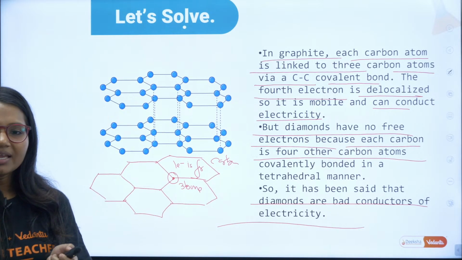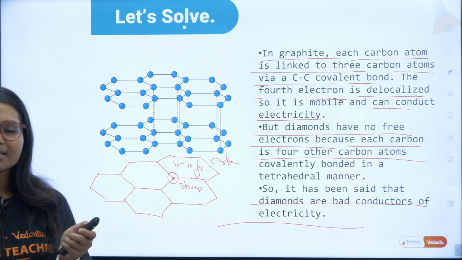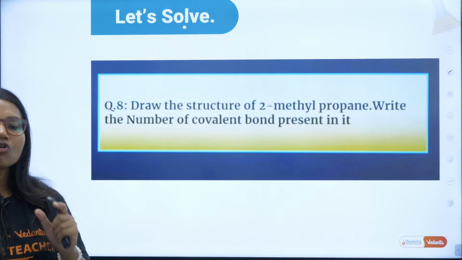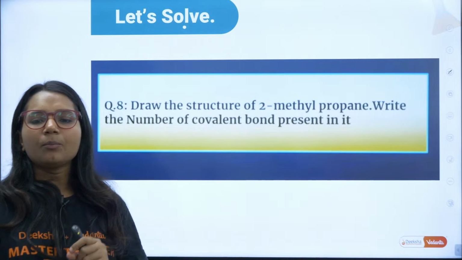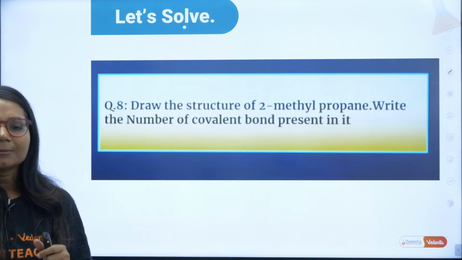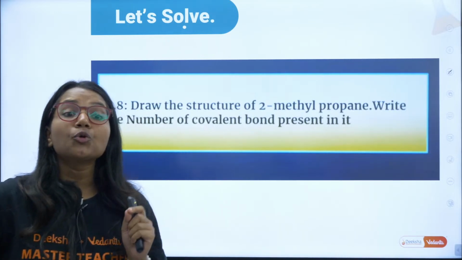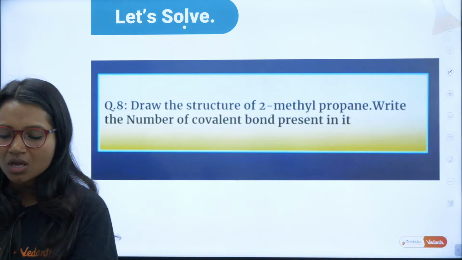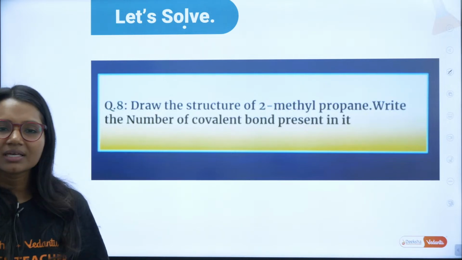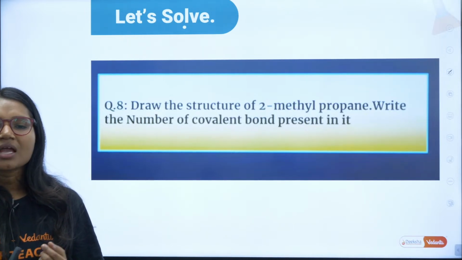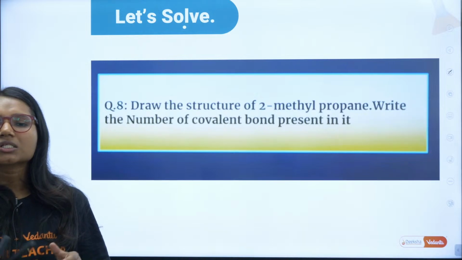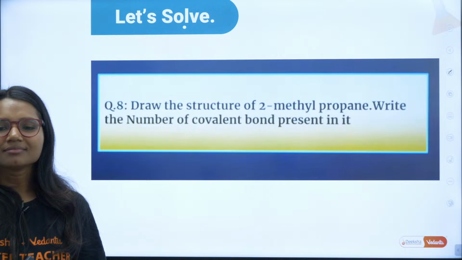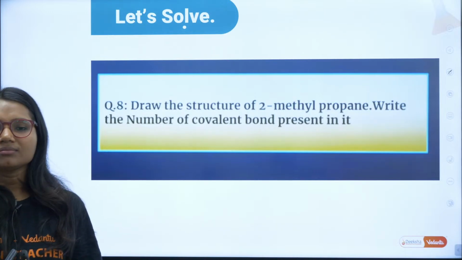Now here is the next question. Draw the structure of 2-methyl propane. IUPAC naming. Prop means how many carbon? Quickly, do let me know in the comment box. Propane. Prop means how many carbon? And ane means what?